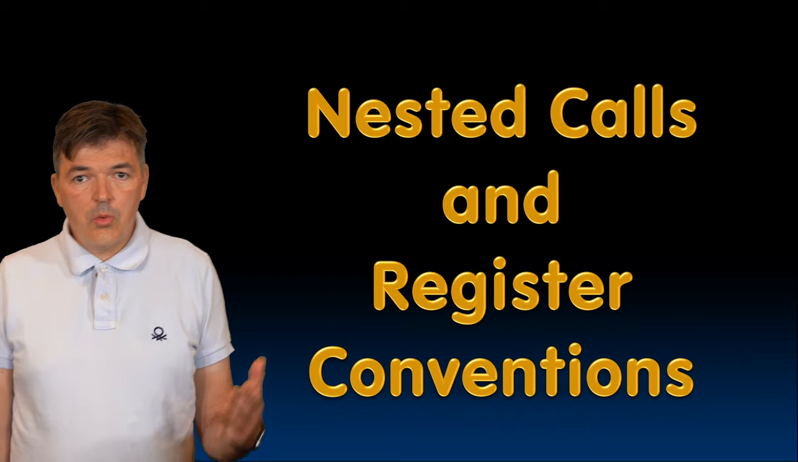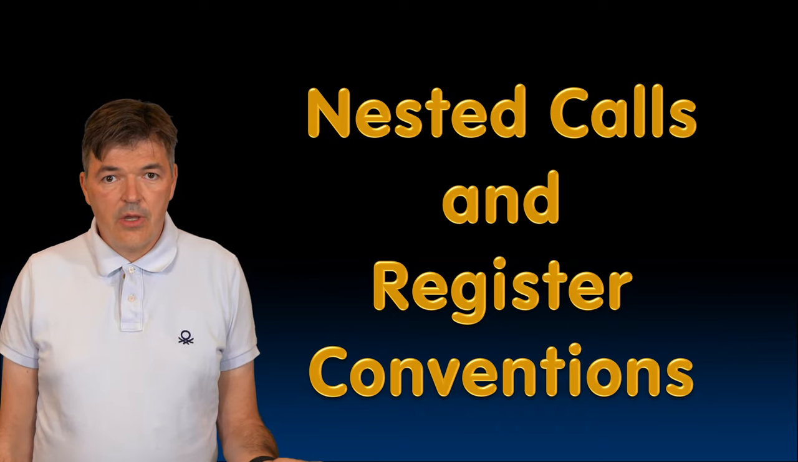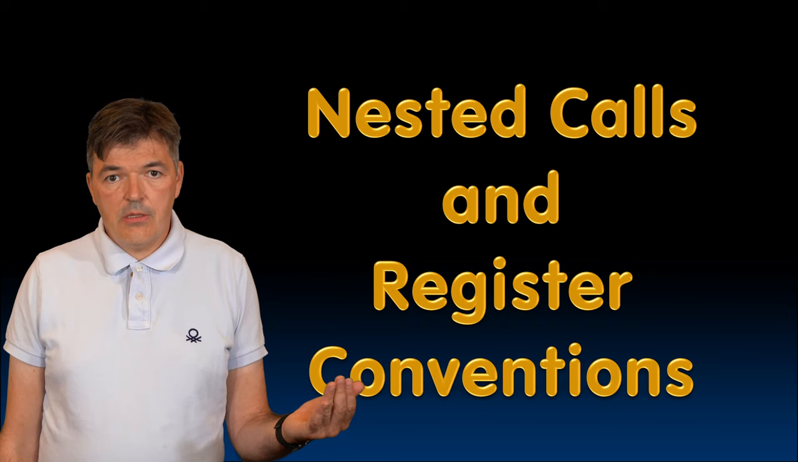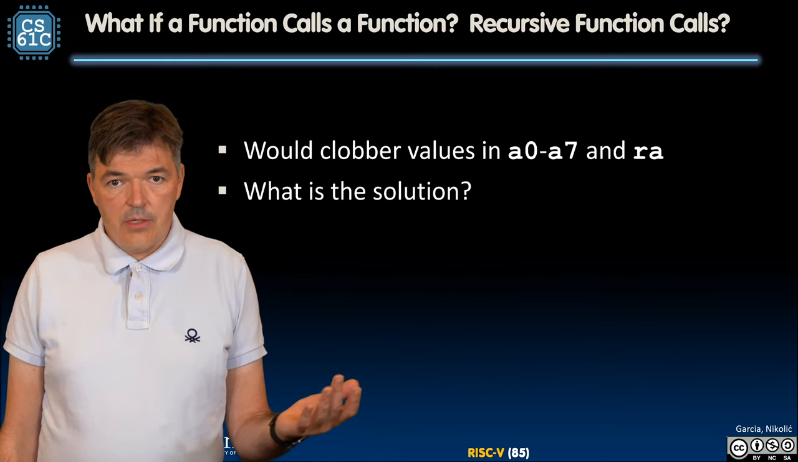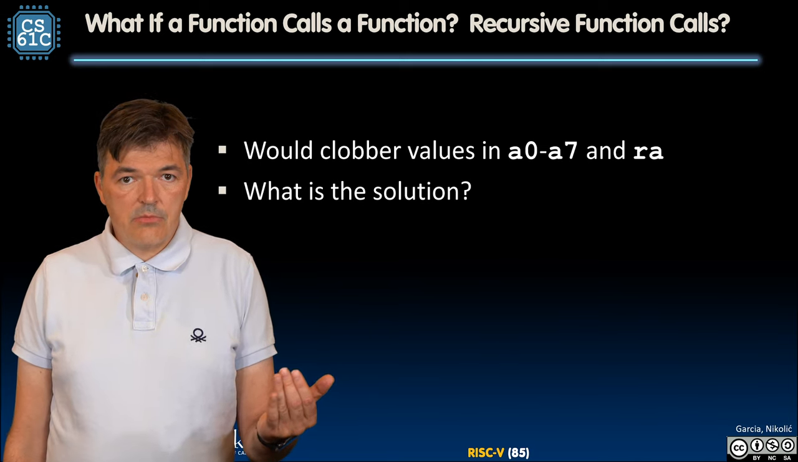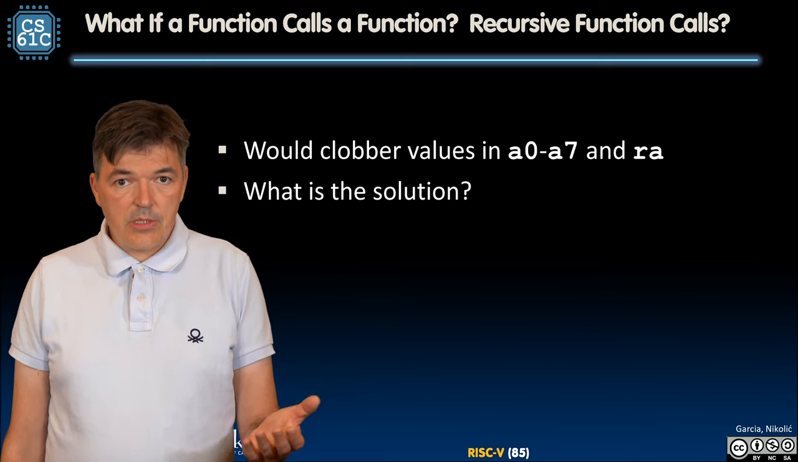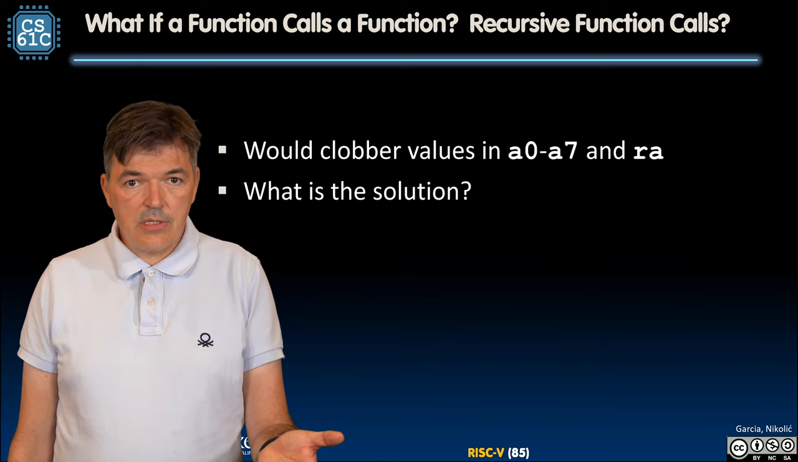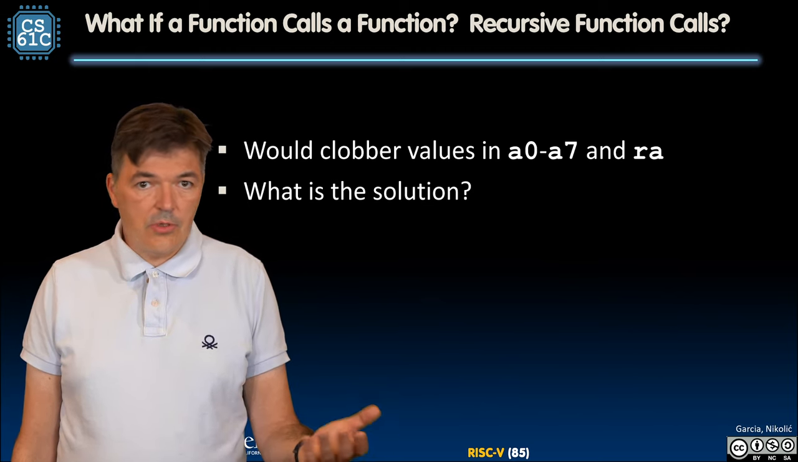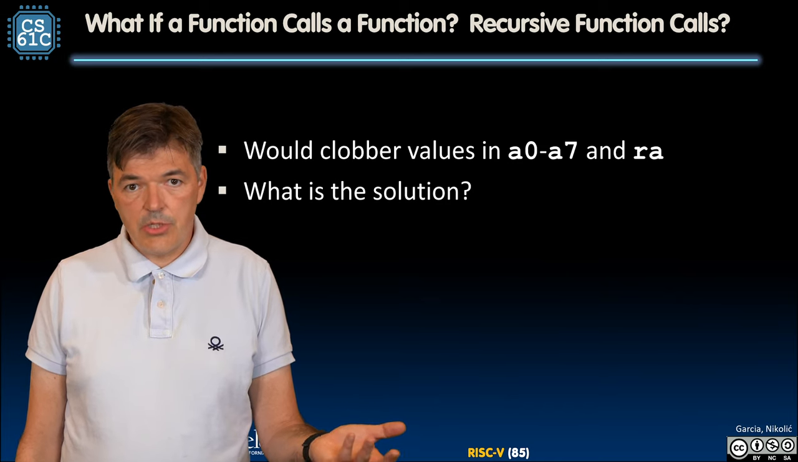Remember how we do a function call in RISC-V. The main program places arguments in known locations, registers A0 to A7, and does a jump and link. In that process, it saves the return address in X1 and then transfers control to the function by jumping to its location.